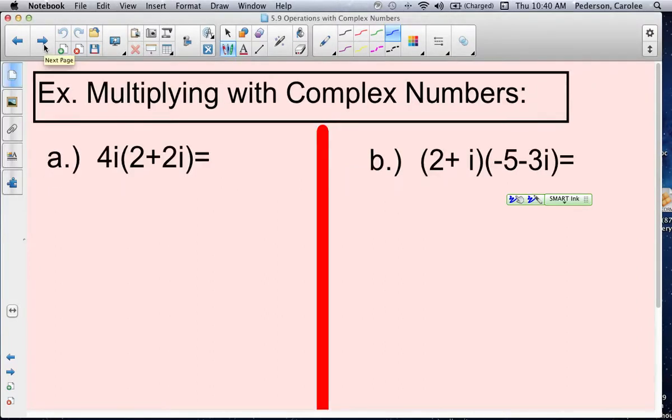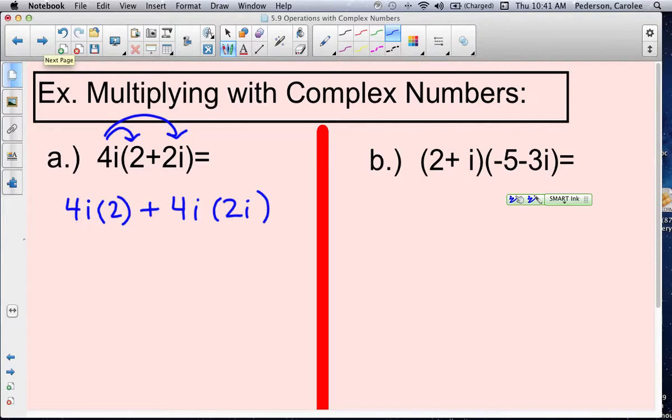All right, here's our first set of examples. We want to multiply these complex numbers together. So we're going to start with example A. We're going to multiply 4i to the complex number 2 plus 2i. So think of this as like the distributive property, where we want to distribute 4i to the 2 and then 4i to the 2i. So we take 4i times 2 plus 4i times 2i.